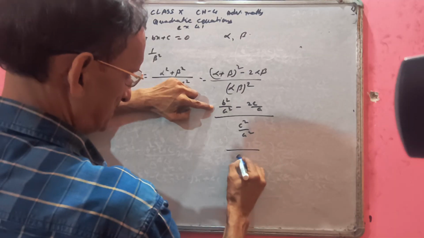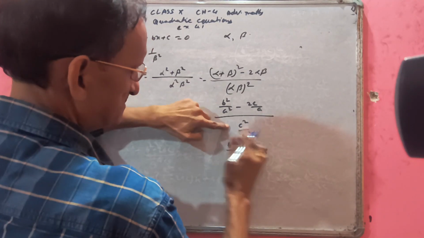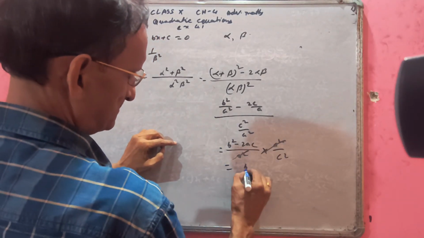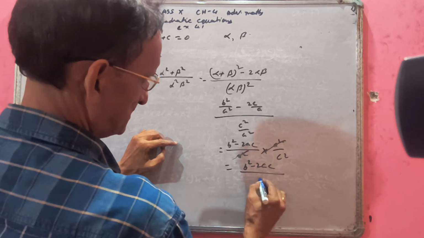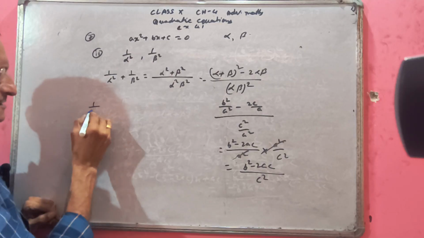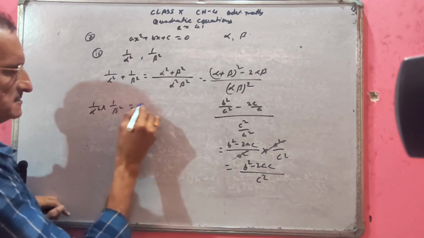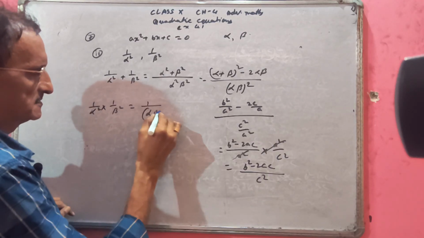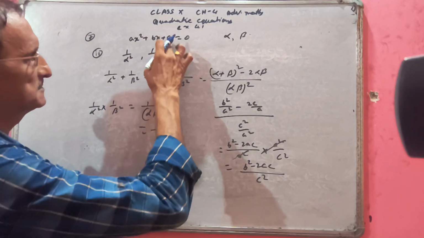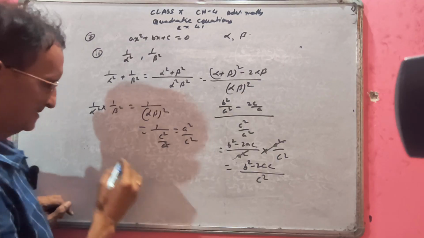Take the LCM here, a square, what you will get here? b square minus twice ac, and when you write this into, it will become a square by c square, to cancel. So what you will get? b square minus twice ac by c square. This is sum of roots. Now you need to find product of root. 1 by alpha square into 1 by beta square, 1 by alpha beta whole square. So 1 by c square by a square, product of root is c by a, c square by a square, which is equal to a square by c square.